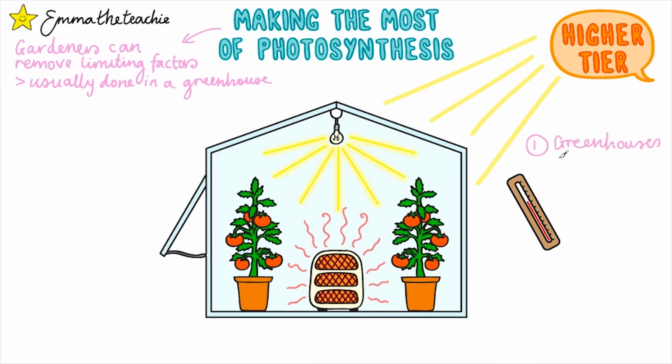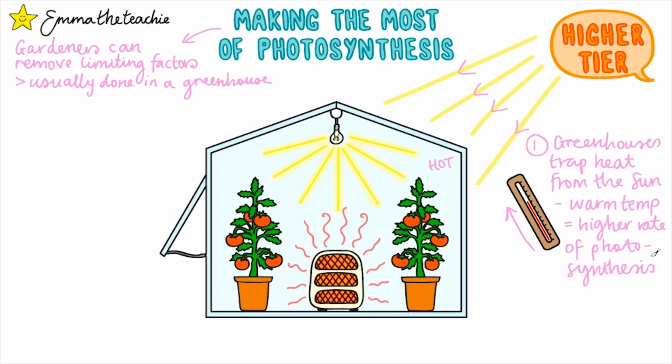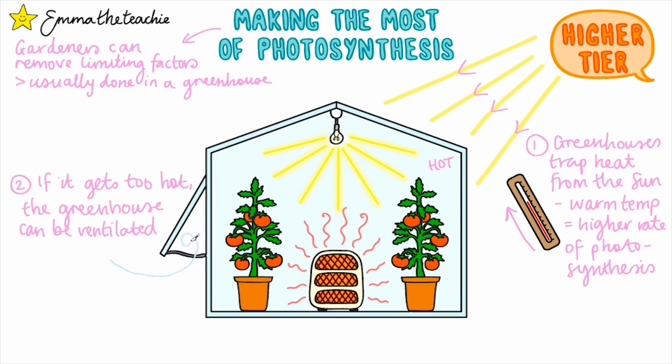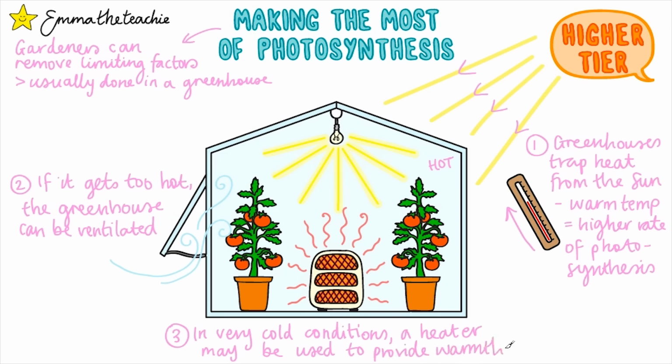Well, first of all, greenhouses naturally trap heat from the sun, which increases the temperature, and warm temperatures cause a higher rate of photosynthesis. If it gets too hot, greenhouses can be ventilated using open windows. This lets wind in and cools the greenhouse down. In very cold conditions, they can use heaters to provide warmth, ensuring that the optimum temperature for photosynthesis is maintained.